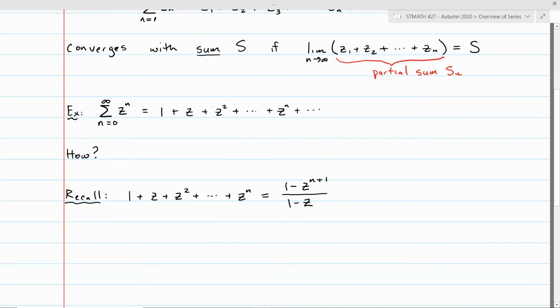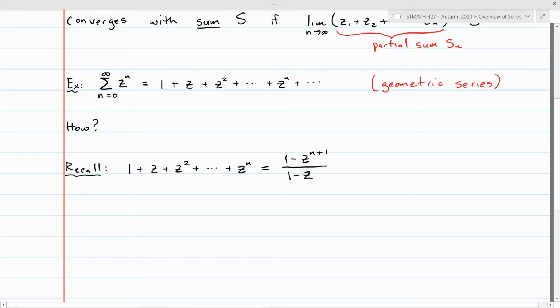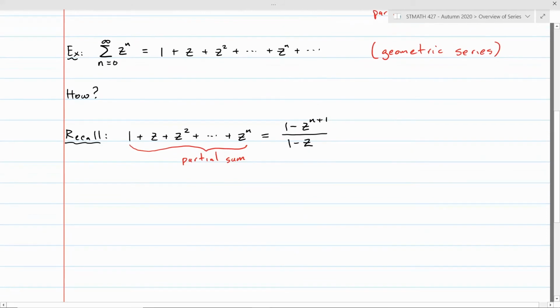So here's the so-called geometric series that you may remember from calculus. It turns out that this series converges, and we'll figure out what its sum is briefly. To do that, we need to look at those partial sums. Now, you may remember from a few different homework exercises that that particular sum, 1 plus z plus z squared all the way up to z to the n, can be expressed as 1 minus z to the n plus 1 all divided by 1 minus z.